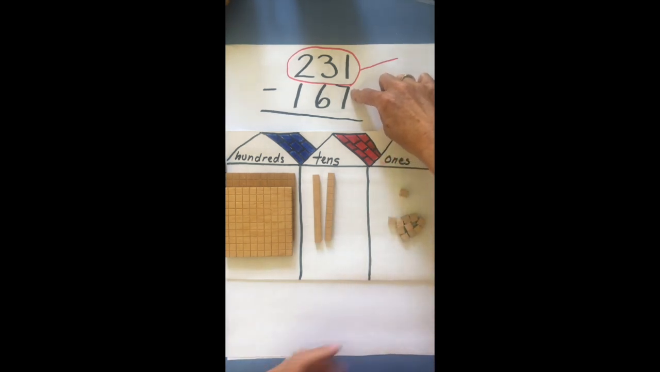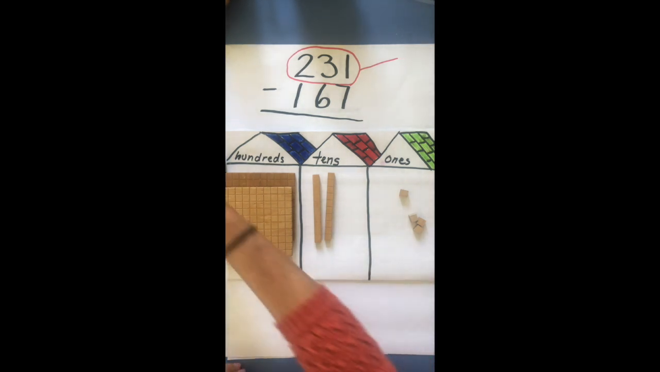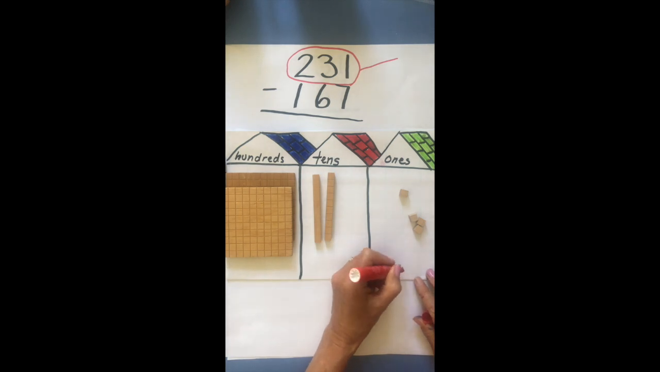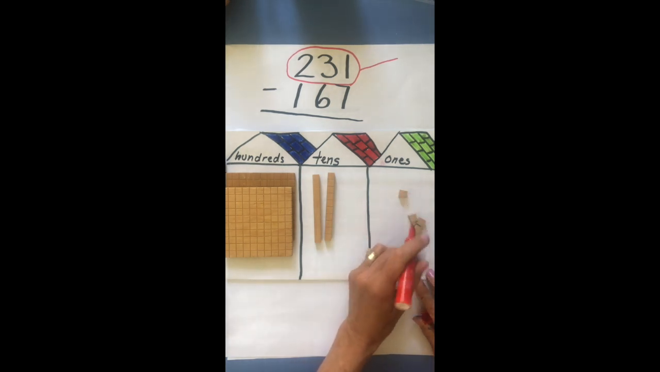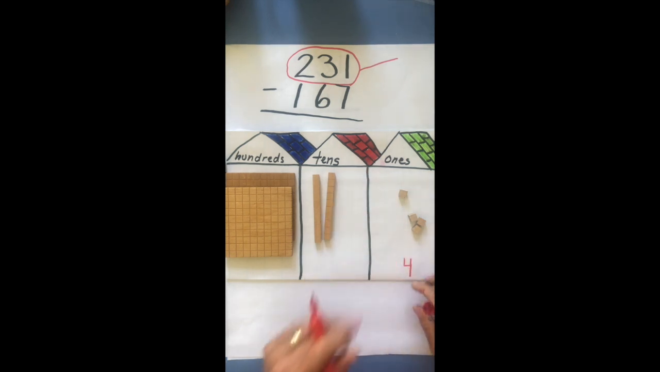But now, since I've regrouped, I can take away the 7. So I'm going to take away 7 ones. 1, 2, 3, 4, 5, 6, 7. Okay, and now I'm left with 4. 1, 2, 3, 4. So I'm finished with the ones house. Now I'm going to go to the tens house.